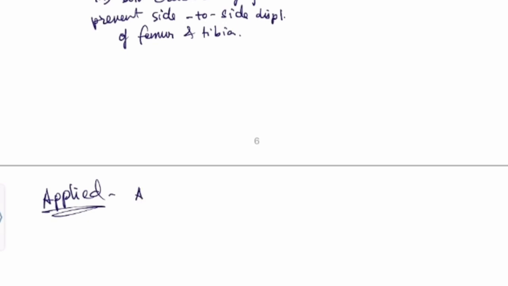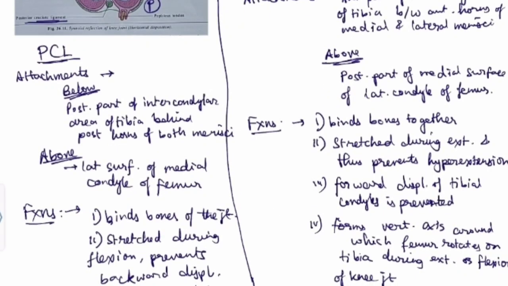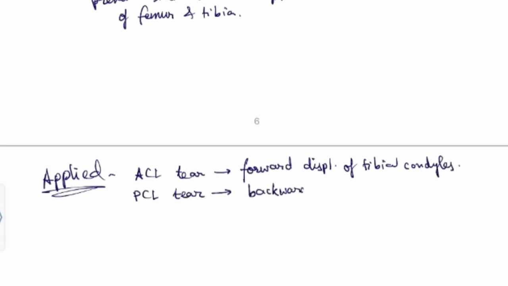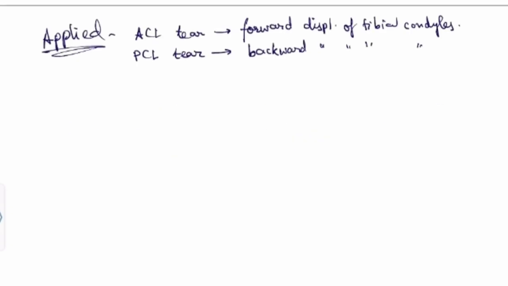See, anterior cruciate ligament tear will lead to a forward gliding, forward displacement of tibial condyles. Similarly, posterior cruciate ligament tear will lead to backward displacement of tibial condyles. This is a very small part of the applied anatomy. Now we have to go to the menisci. Very important.